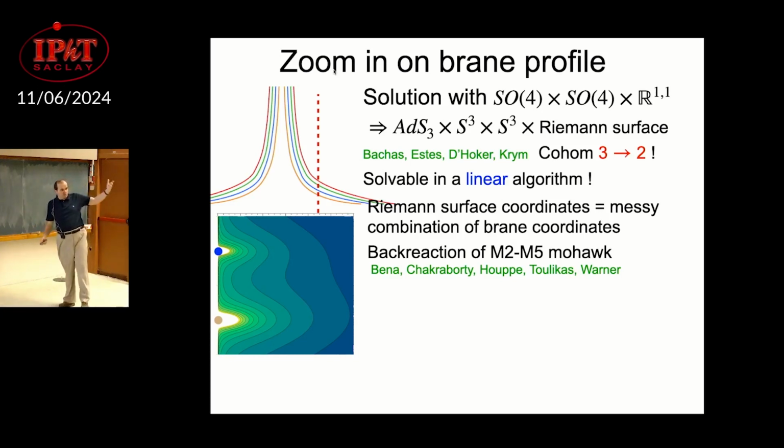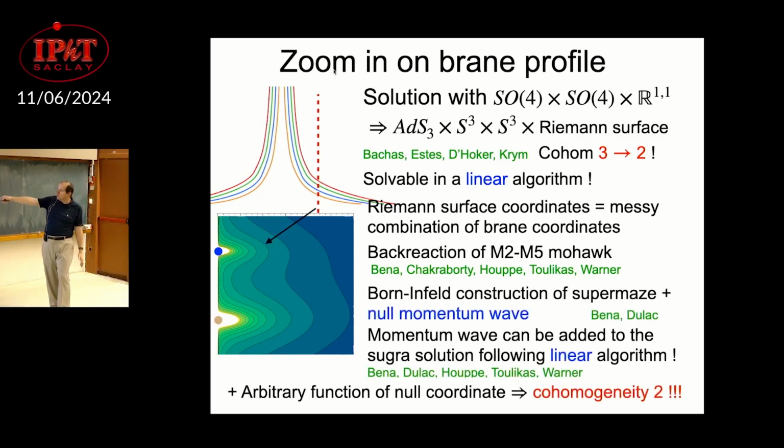You go from cohomogeneity 3 Monge-Ampère to a system of 2 variables, and then you can actually get a linear solution. And what we showed is that all these solutions of Bachas, Estes, D'Hoker, and Krym give the backreaction of this kind of Mohawk. We also build, as I was telling Roberto, the equivalent of the momentum wave on the supergravity solution, so you can actually build a null momentum wave.